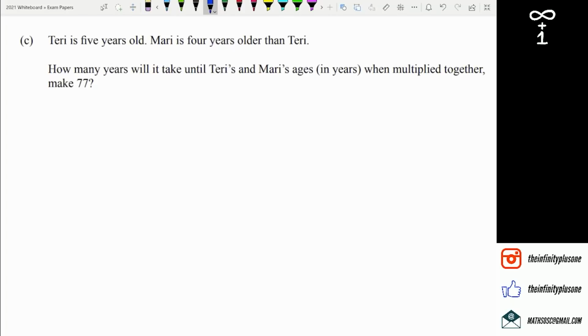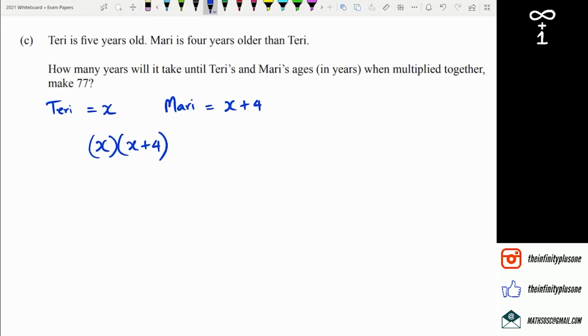So we're going to take Terry's age here. We're going to put Terry's age as x, which means Mari's age is going to be x plus 4, because whatever Terry's age is, Mari is going to be 4 years older than Terry. Now it says how many years will it take until Terry and Mari's ages in years when multiplied together make 77. So basically we're going to go x and multiply it by x plus 4.